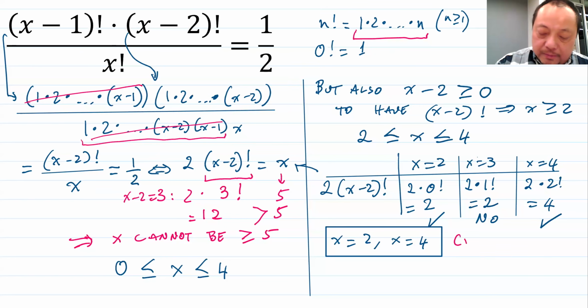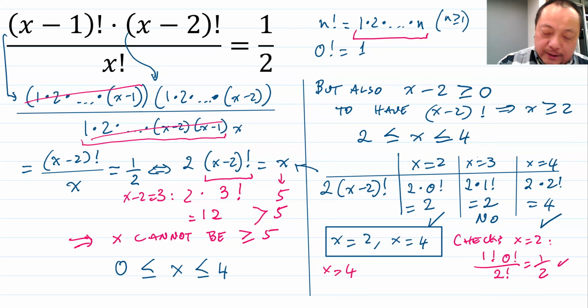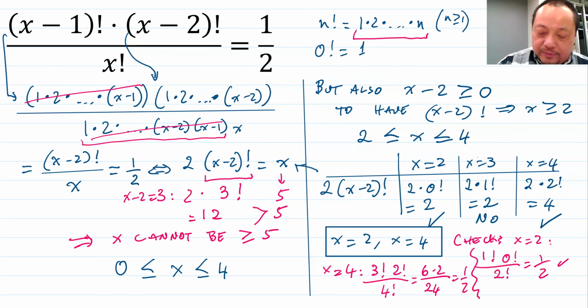Let's check with the original equation. For x equals 2, the original equation would be 1 factorial times 0 factorial divided by 2 factorial, which is 1/2. And for x equals 4, 3 factorial times 2 factorial divided by 4 factorial, which is 6 times 2 divided by 24, which is also 1/2.